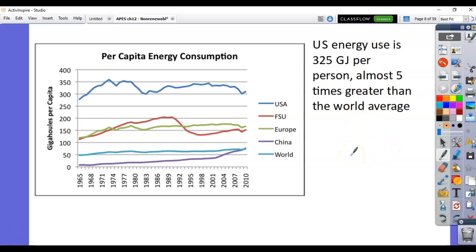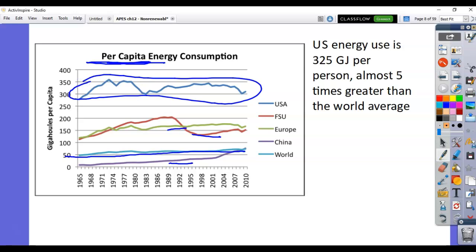So let's look at per capita. Per capita, you need to know that. What is per capita? Per person. So energy consumption per person. Oh, hey, look, the world is down here at blue. Okay, we've got China, we've got Europe, FSU, don't ask me what that is. I have no idea. And then we have the US. So the US energy use is 325 gigajoules per person, which is 5 times greater than the world average.